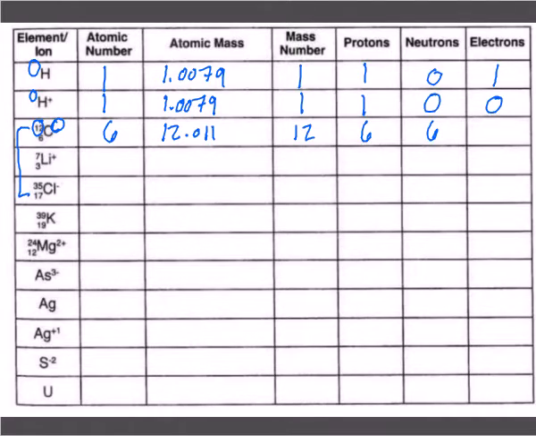Is there a charge right here? No, so therefore my electrons are going to be the same as my protons, which is 6. Now, the next one, lithium. What's the atomic number of lithium? Atomic mass?